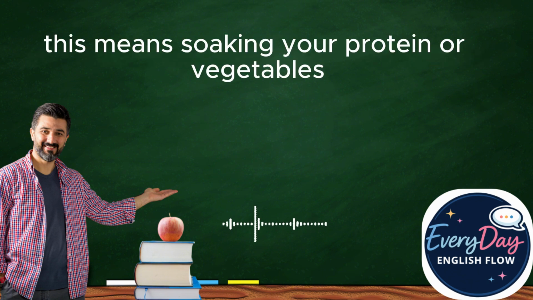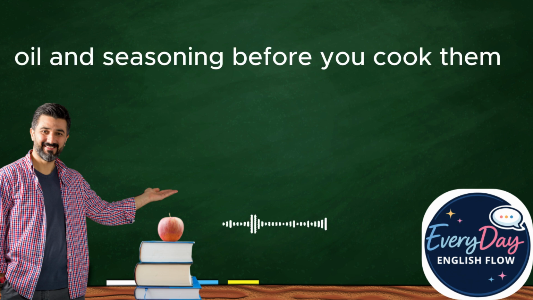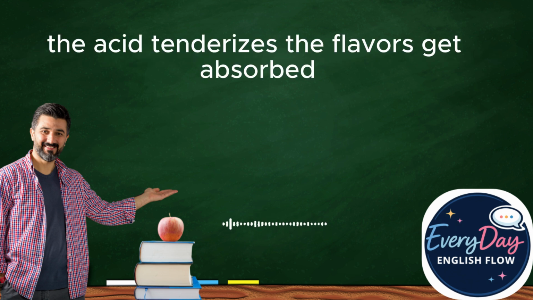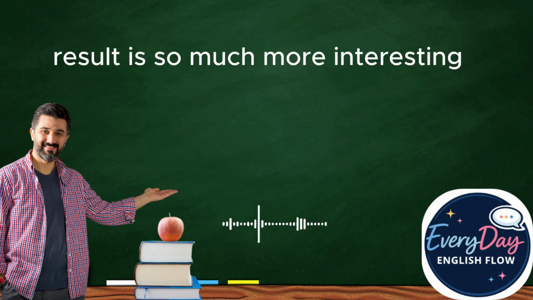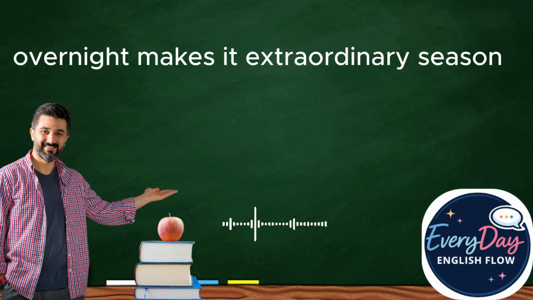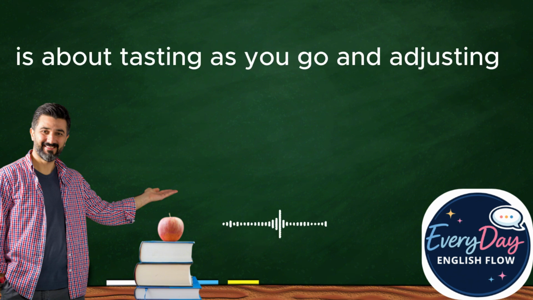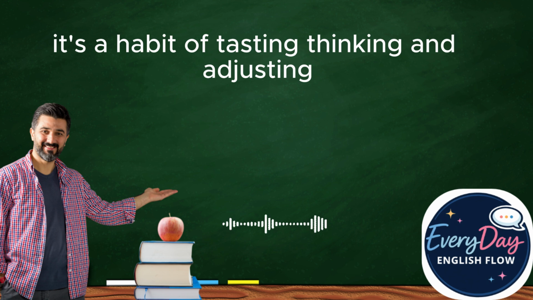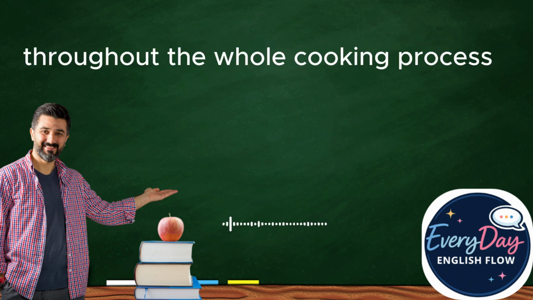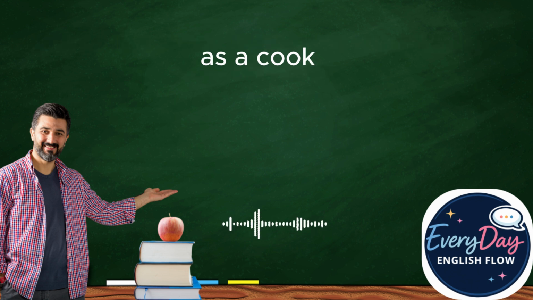Marinate. This means soaking your protein or vegetables in a mixture of acid, oil, and seasoning before you cook them. The acid tenderizes, the flavors get absorbed, and your end result is so much more interesting. Even 30 minutes makes a difference. Overnight makes it extraordinary. Season, and I mean this in the broader sense, is about tasting as you go and adjusting. It's not just throwing salt in at the start, it's a habit of tasting, thinking, and adjusting throughout the whole cooking process. It's honestly one of the most important things you can develop as a cook.